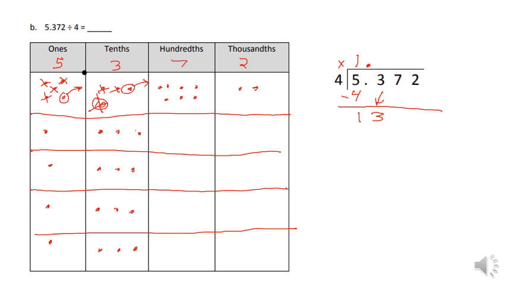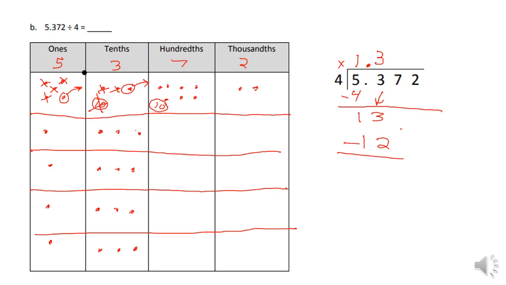And once again, as another 10 we're bringing over here. So you can see we have 17 hundredths over here. And in the standard algorithm, we knew 4 goes into 13 3 times, because 3 times 4 is 12.